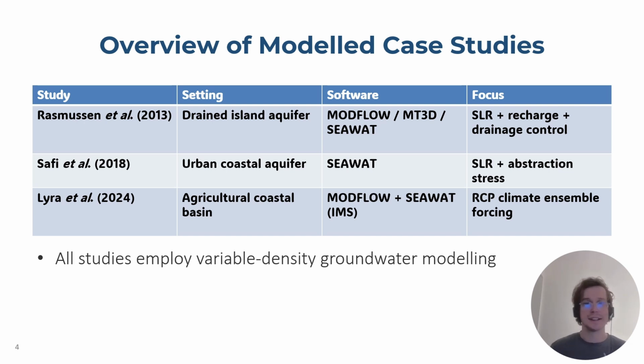The three selected studies shown in this table on the screen represent contrasting coastal environments and modeling strategies. Rasmussen et al. 2013 models a drained island aquifer influenced by land reclamation and drainage canals. Safi et al. 2018 focuses on an urban coastal aquifer under significant abstraction pressure. Lyra et al. 2024 applies an integrated modeling system that couples surface hydrology and groundwater flow under ensemble climate projections.